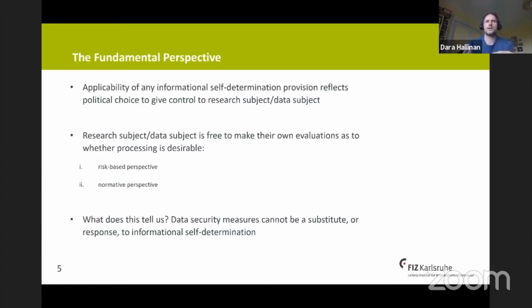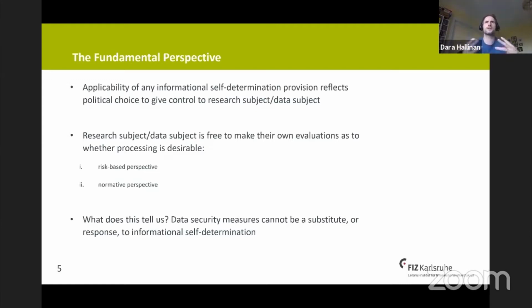The applicability of any informational self-determination provision in data protection relevant to research essentially reflects a political choice to give control over some aspect of personal data in relation to some proposed or ongoing research process to a research subject or a data subject. In this perspective, essentially the research subject, the data subject, is put in the position to freely make their own evaluation as to whether the processing proposed or ongoing is desirable in their eyes.